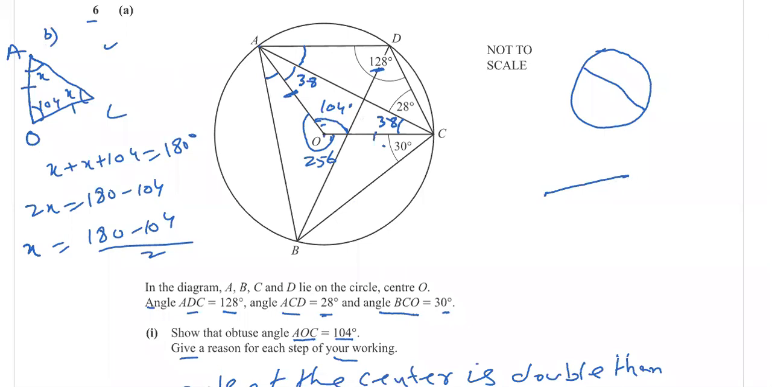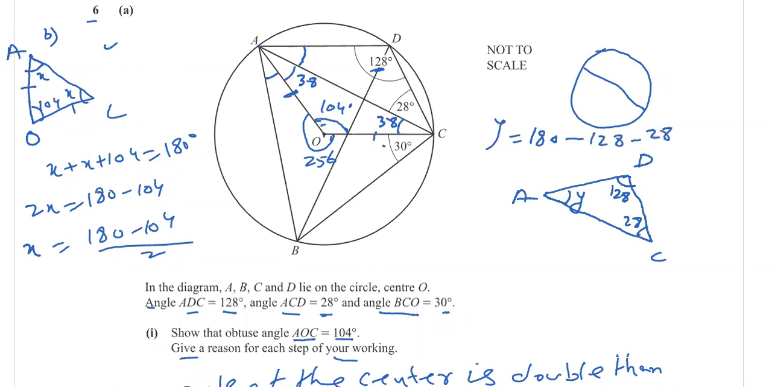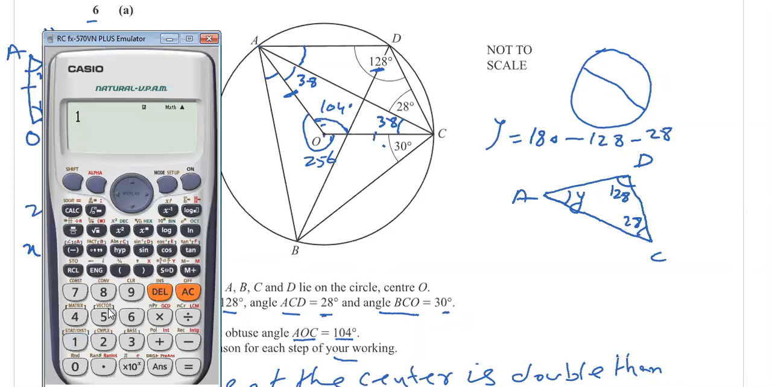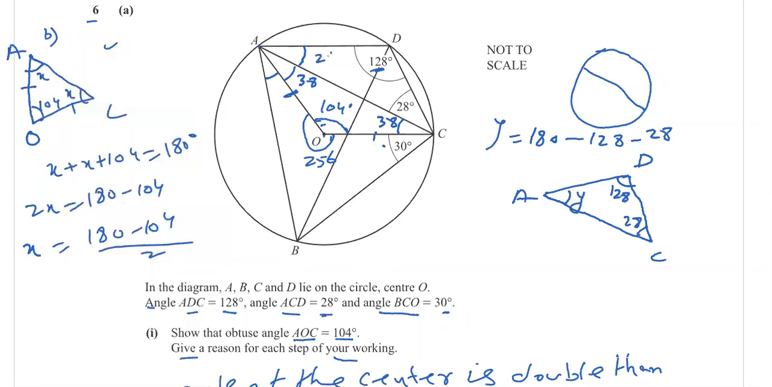Now, if I consider this triangle, let's say triangle ACD, this is 128. This is 28. So what will this angle be? If I say this is y, then y should be 180 minus the other two angles, 128 minus 28. So that is 24. So it means this angle is 24.